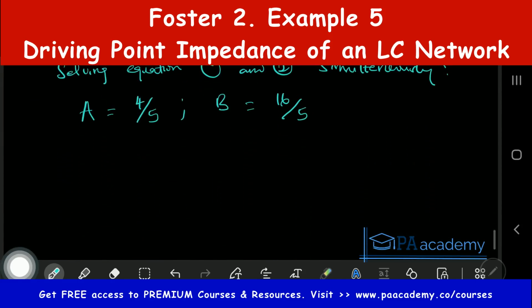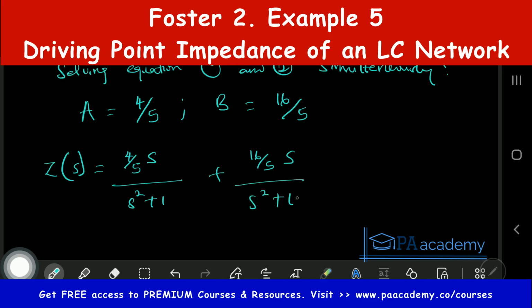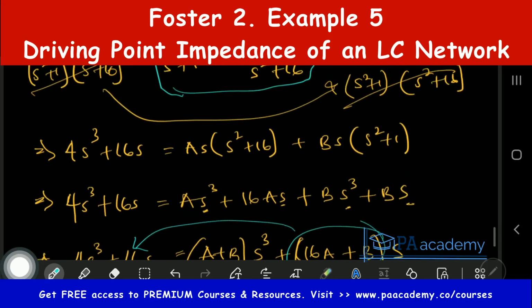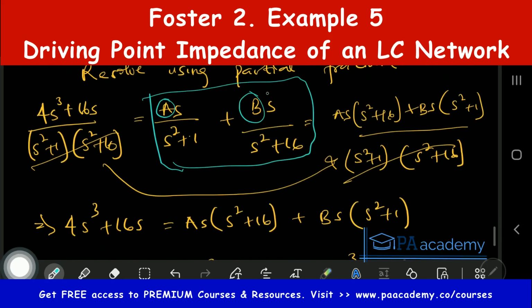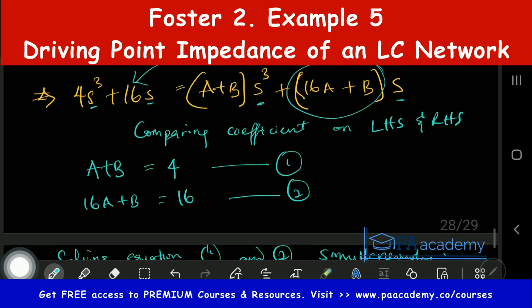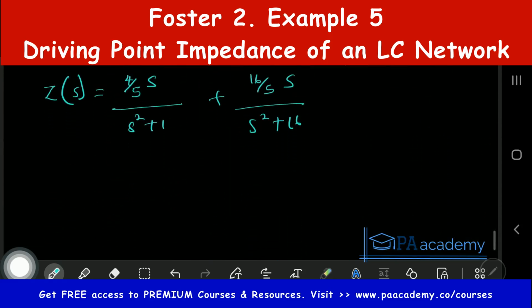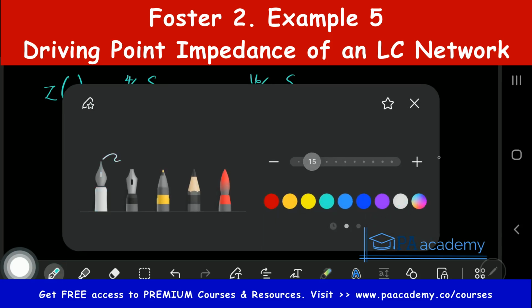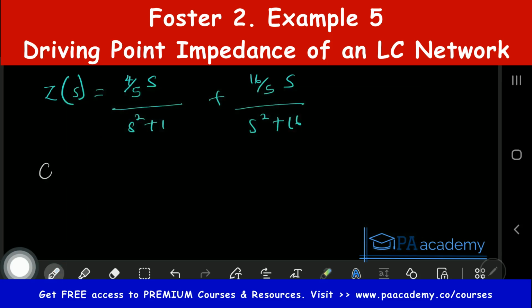So with that, we are going to write our function as z of s will be equals to 4 over 5s over s squared plus 1 plus 16 over 5s over s squared plus 16. So you see that right here. So b, we've gotten our b to be 16 over 5s over s squared plus 16. Next we are going to compare what we are having as our z of s.